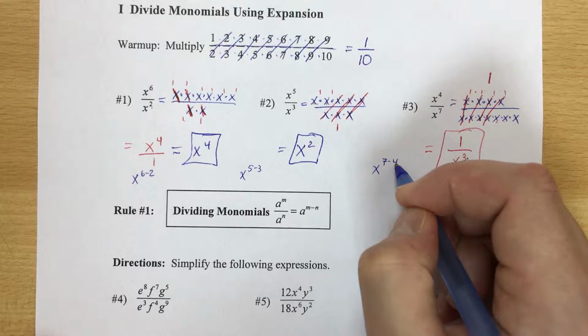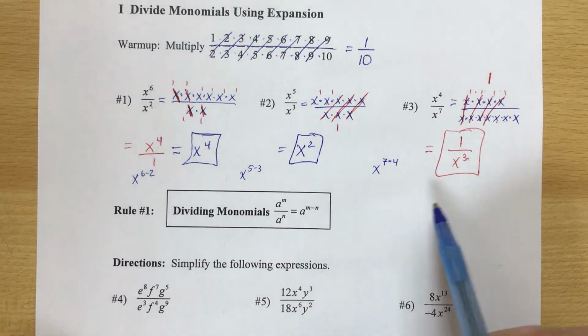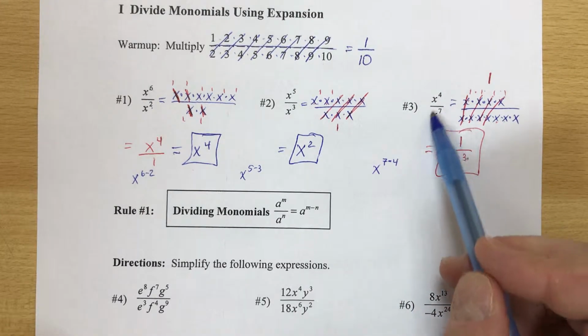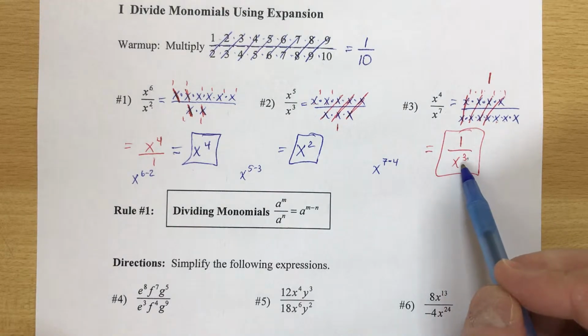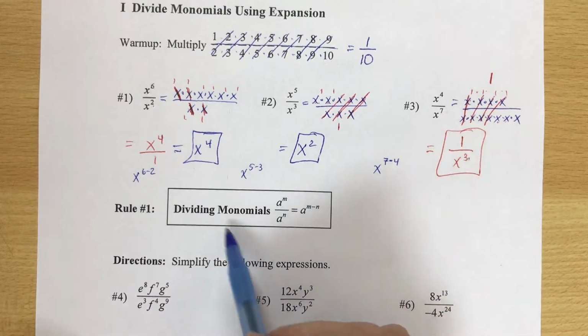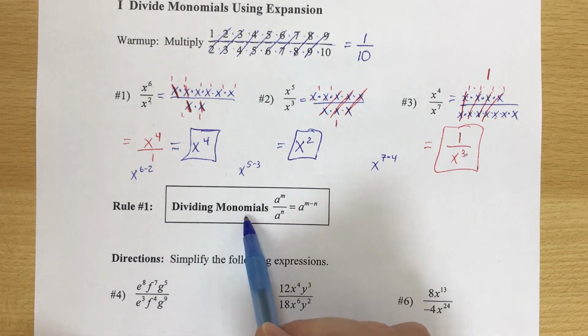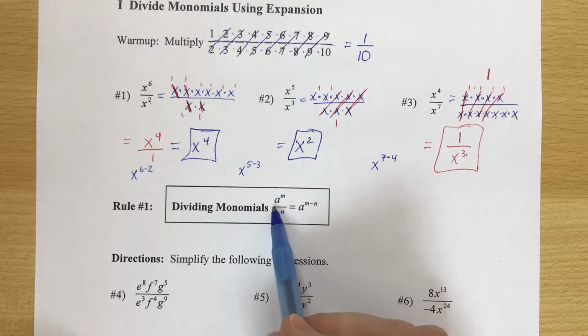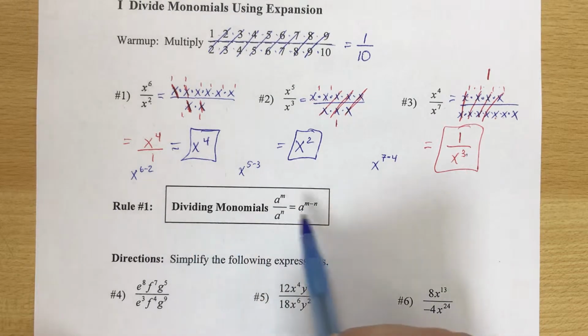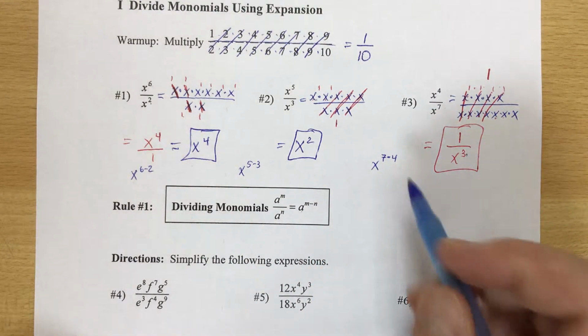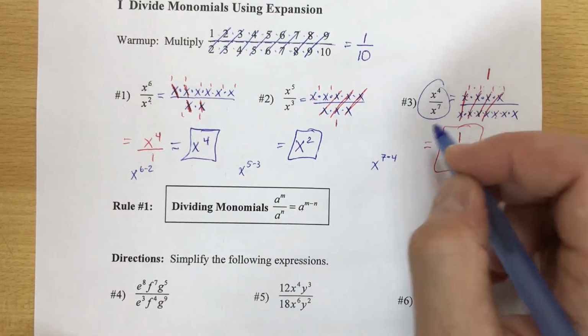Now here I can do 7 minus 4, but I need to understand if the bigger exponent's in the bottom of the fraction, my variable is going to be in the bottom. So the rule, number 1, for dividing monomials, a raised to the m divided by a raised to the n: we keep the base, but we subtract the exponents. When it's multiplying, we add the exponents, but when we're dividing, we subtract them. Now, one more thing about number 3. I'm going to do this again.